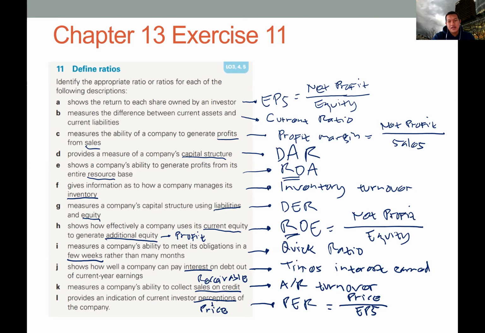And the other hint is that if we have a ratio with turnover, let's say account receivable turnover or inventory turnover, typically we will have sales or cost of goods sold. In the inventory turnover, we have cost of goods sold. In the account receivable turnover, we have sales. So we don't use profit in the turnover.